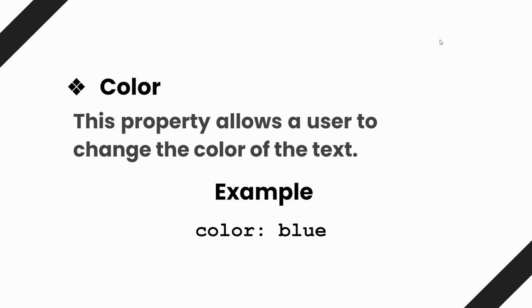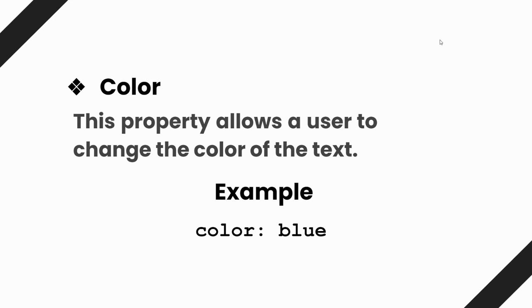So next we have the color property. This particular property is quite different from the background color, as this property allows a user to change the color of the actual text itself. As we all know from previous classes we've held before, most of the text by default is rendered in black color. But with this property, you actually get the power to change the color of the text however you want.